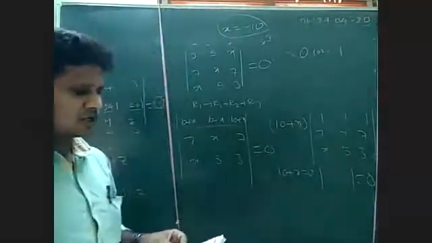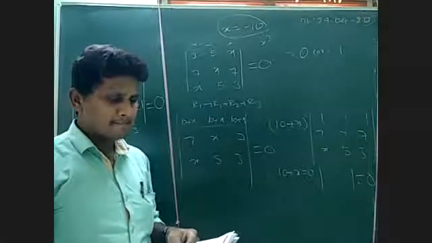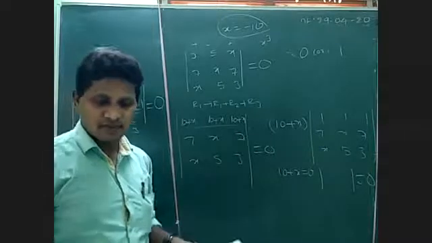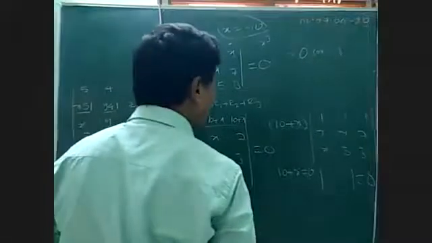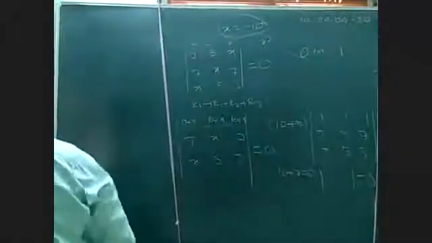Question number 22. Independent of the roots of... A 4 by 4 determinant is given. 4 by 4. Yes, I'm reading. Okay.